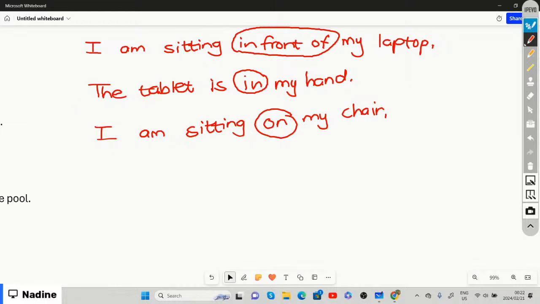The tablet is in my hand. So now you're asking yourself, where is my tablet? It is in my hand. I am sitting on my chair, or I'm sitting on the bed, or I'm sitting on the couch. So now the question is, where are you sitting, or where is the act happening? On is our preposition. Yes, in front of, wonderful. So which means that your PC is in front of you, right?